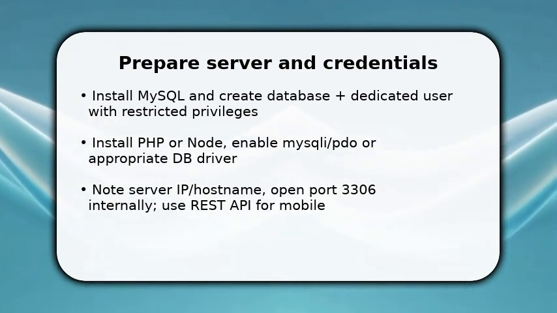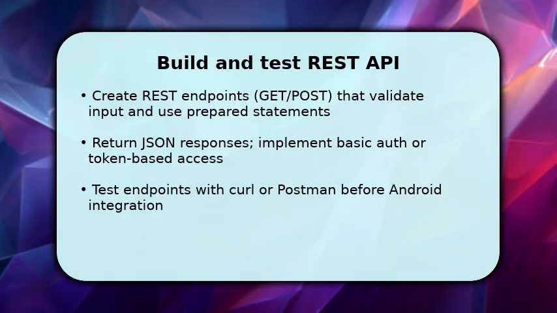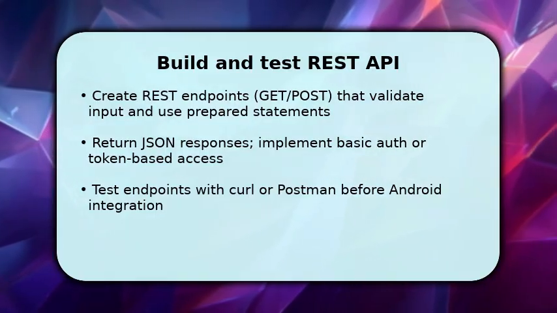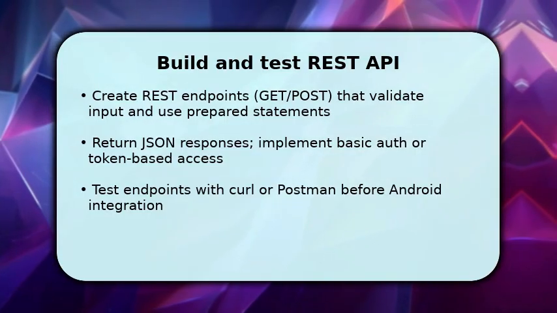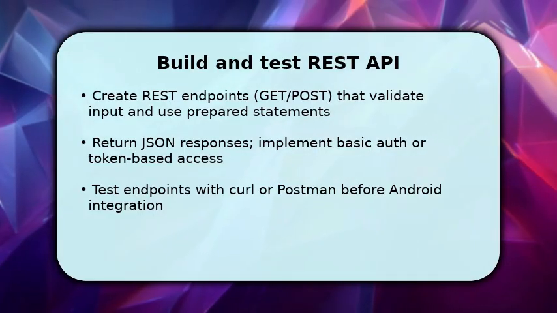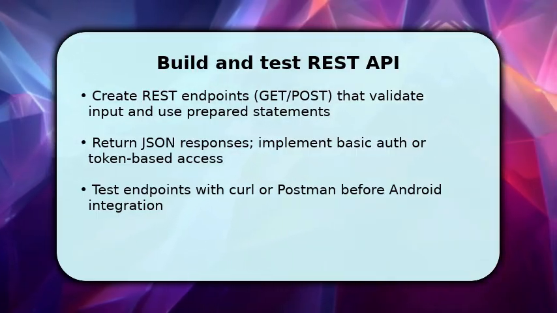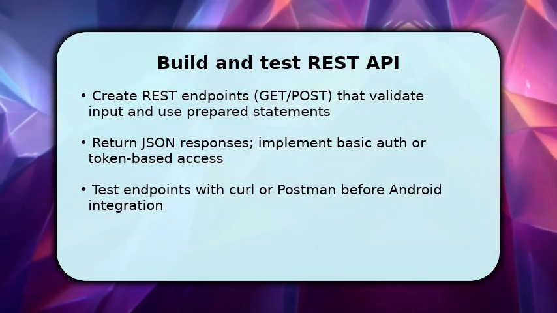the API securely. Now implement the API endpoints that perform queries using prepared statements. This prevents SQL injection and keeps logic on the server. Once done, structure responses as JSON and add simple authentication, such as a token or basic auth to avoid open access. Make sure you test every endpoint with Postman or curl and validate both success and error responses.